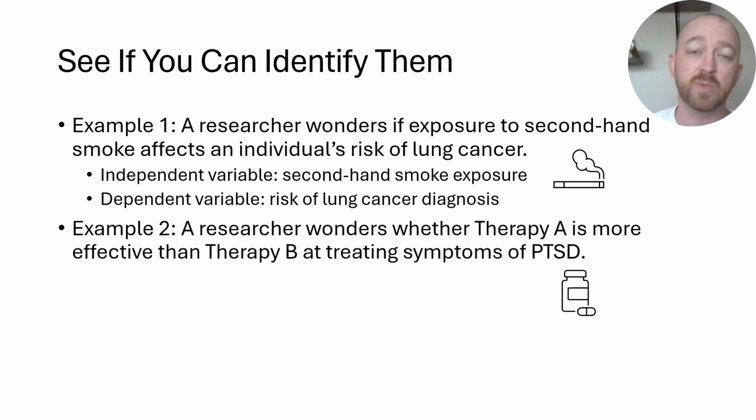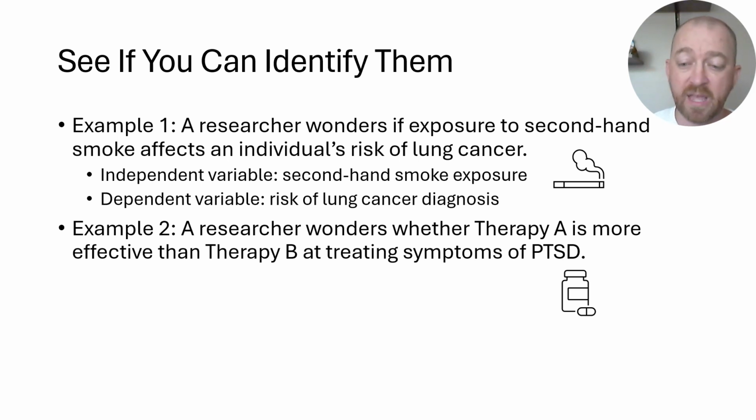In this example, the researcher wonders which therapy is more effective at treating symptoms of PTSD. So there's therapy A and therapy B. We can call them whatever we want. And which one is better at treating PTSD? So first of all, identify the variables, and then which one is the independent versus dependent variable. Pause the video. And hopefully you're back now.